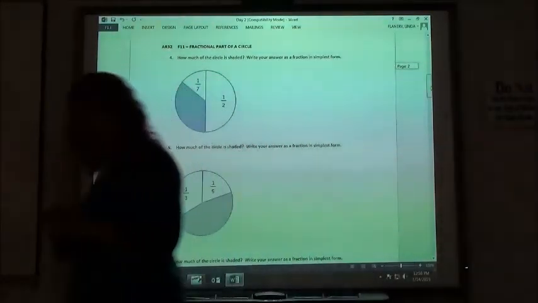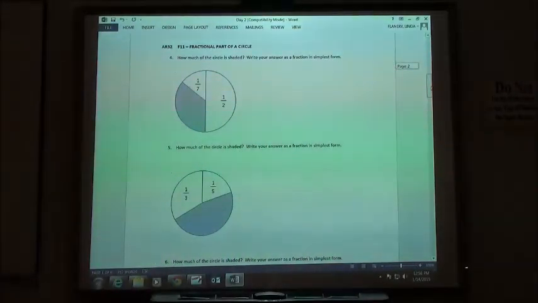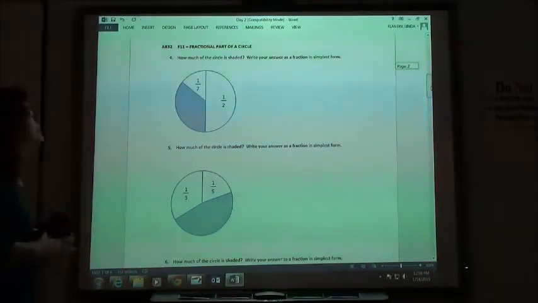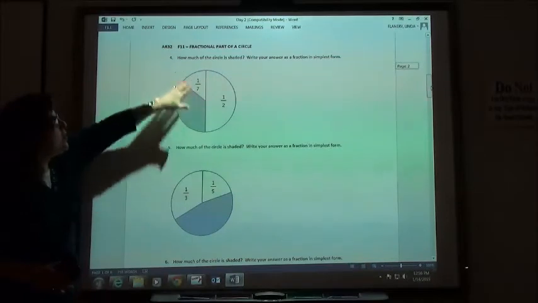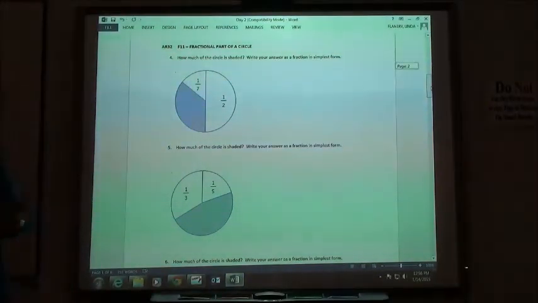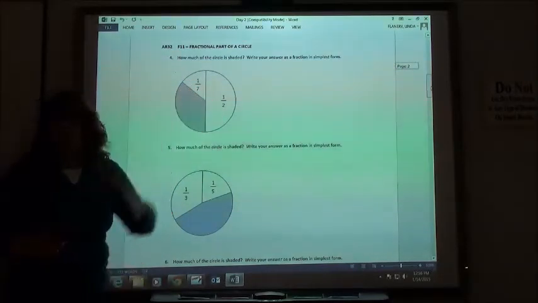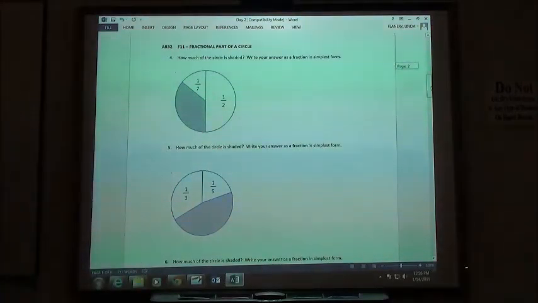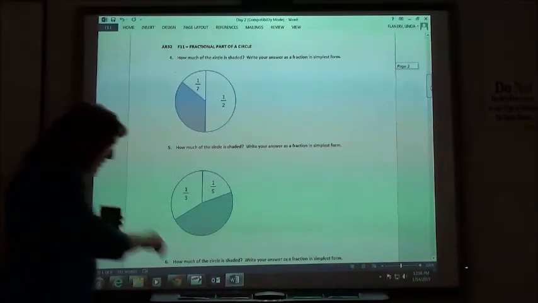Fractional part of a circle. It says how much of the circle is shaded. Write your answer as a fraction in simplest form. So we have a circle here, part of it's in white. We want to find the part that's in gray. The first thing we're going to do is we're going to add these two fractions together to figure out how much of it is in white. So we just did that.